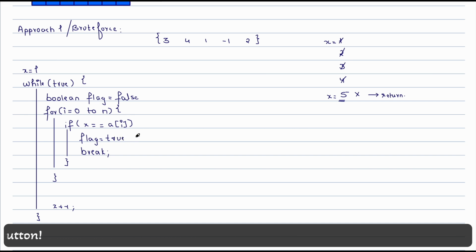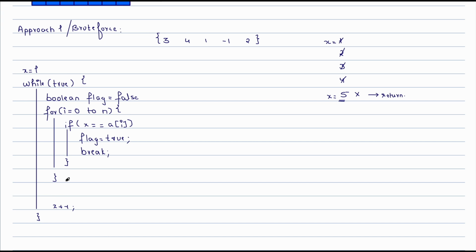Now after coming out of the for loop, I will check if my flag is false. It means that this statement never occurred, that is, x is not present inside the array. So we will simply return x at that time. Okay, let's try to run this code. Initially the value of x is 1 and the flag value is false.